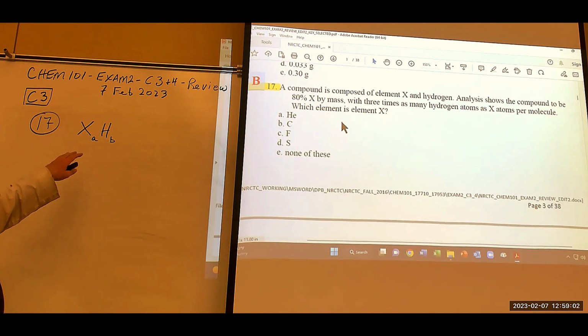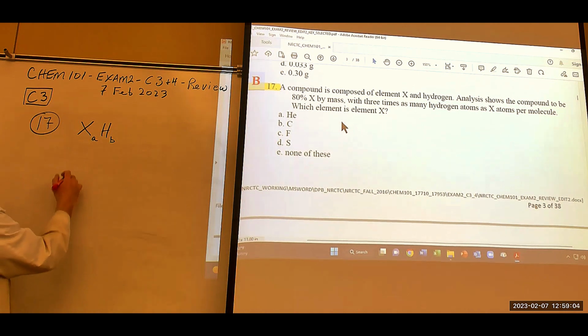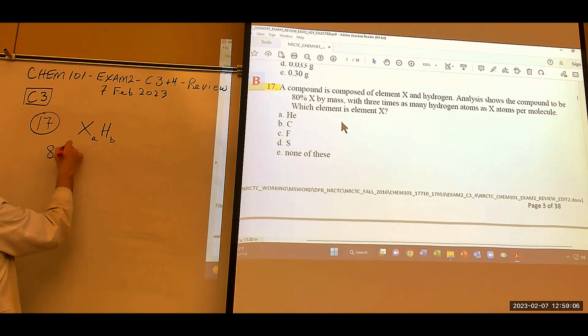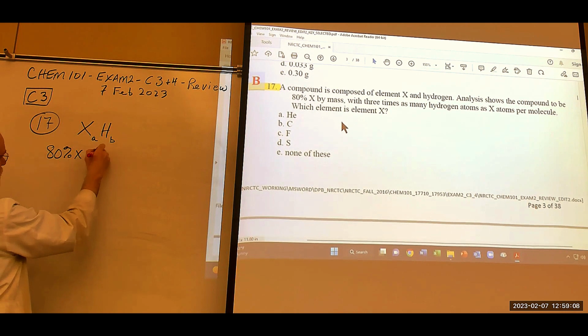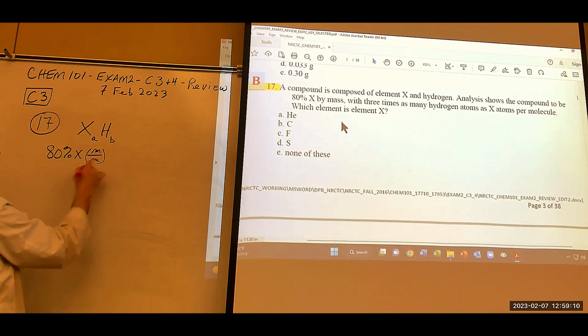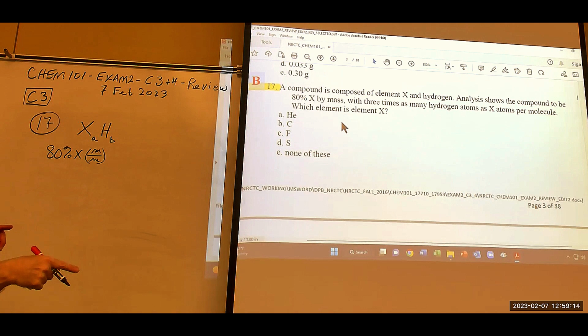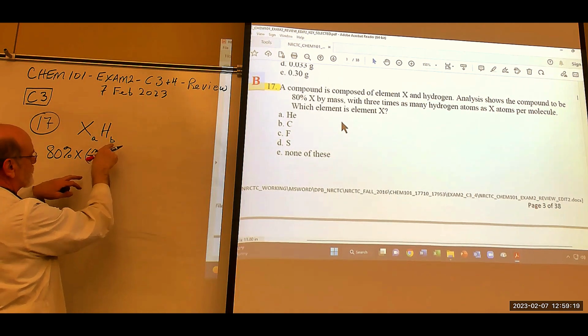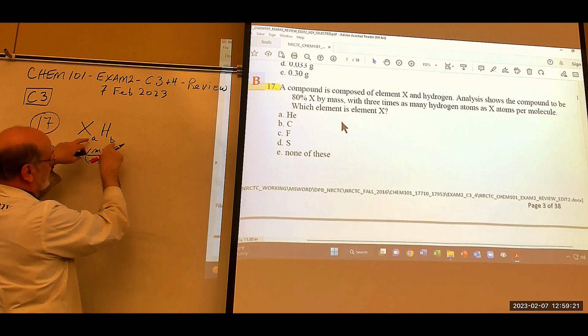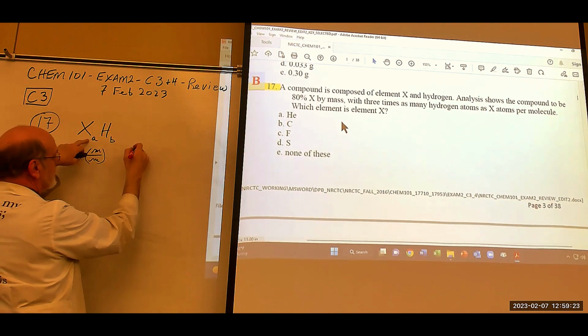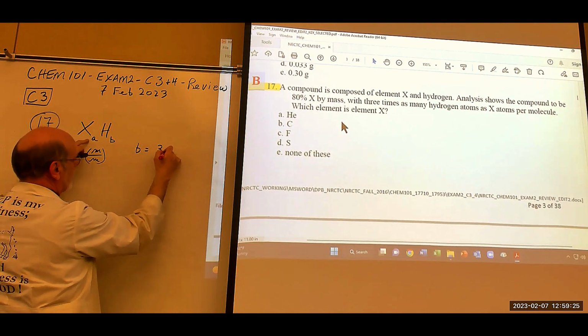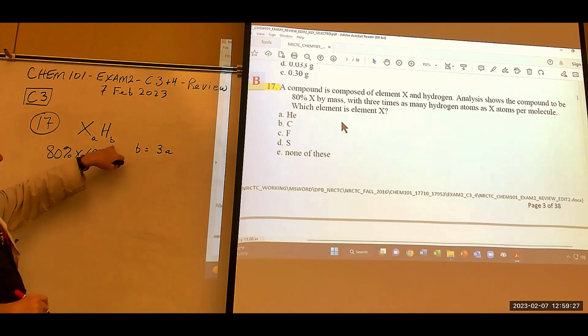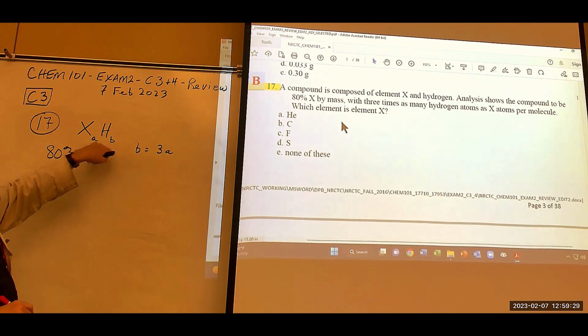Analysis shows the compound to be 80% X by mass, with 3 times as many hydrogen atoms as X. So 3 times as many hydrogen atoms means that B is equal to 3 times A. This value here is 3 times whatever A is.